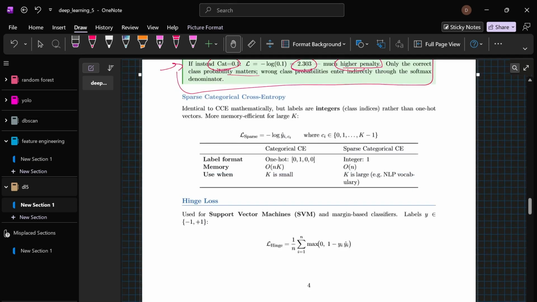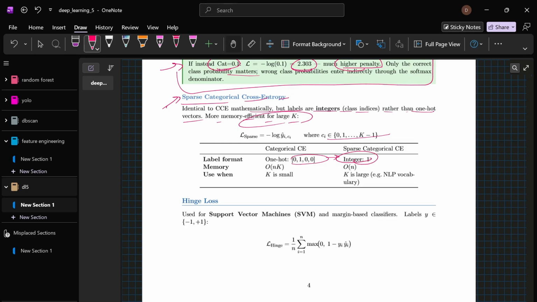Okay, now we have one more, sparse categorical cross entropy. This is mathematically identical to CCE, but instead of one-hot encoded labels, you just pass integer class indices. So instead of writing 0 1 0 0, you just write 1. This is much more memory efficient and is used in NLP vocabulary tasks.